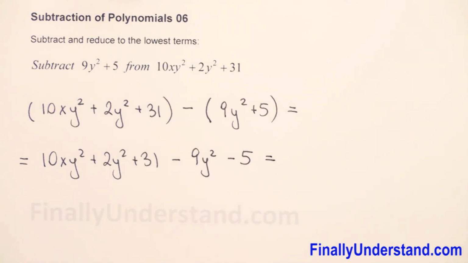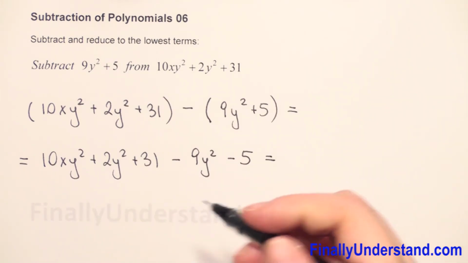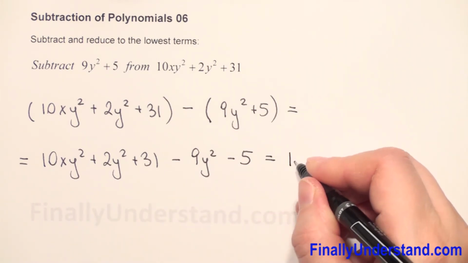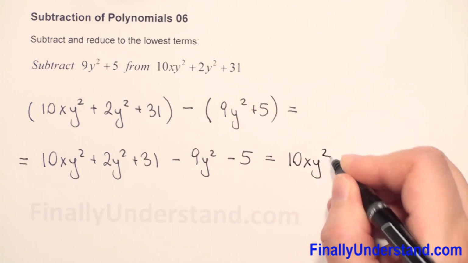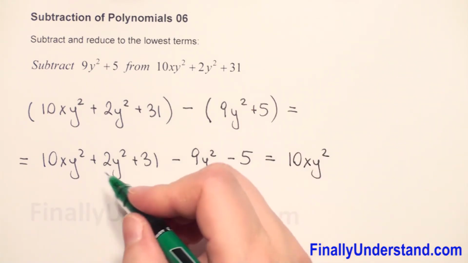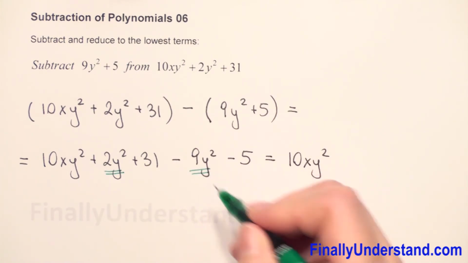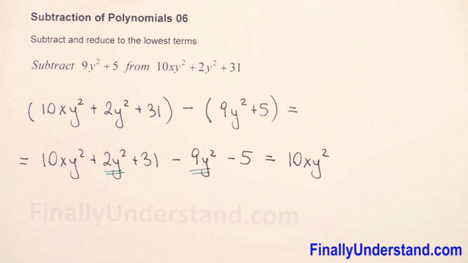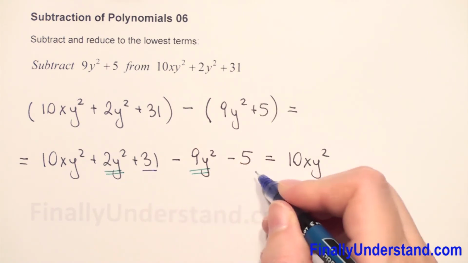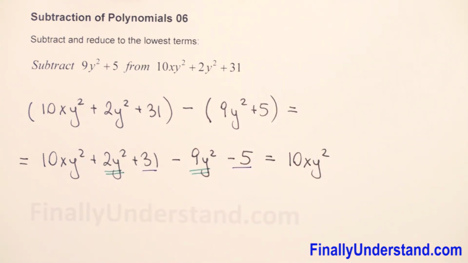So the same variable with the same power. We have first 10xy squared. We don't have any term with xy squared, so the first term we have to rewrite. Next we have 2y squared and negative 9y squared, and we have constant 31 and negative 5. So let's start from the beginning.